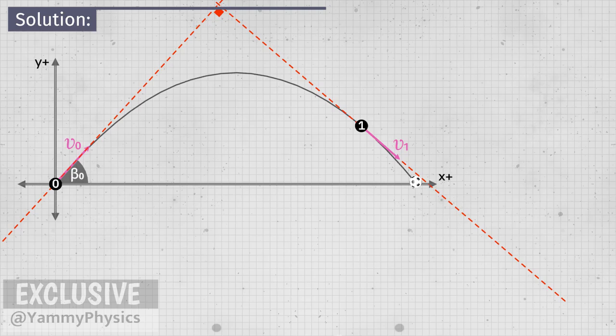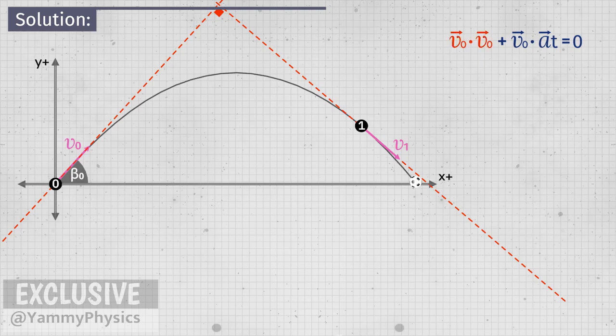What comes to our mind? That's right. Dot product. The dot product of two perpendicular vectors is 0. Just right, vector v0 dot vector v1 is equal to 0. Based on the kinematics of motion, vector v1 is equal to vector v0 plus vector a t. This equation can be written like this.